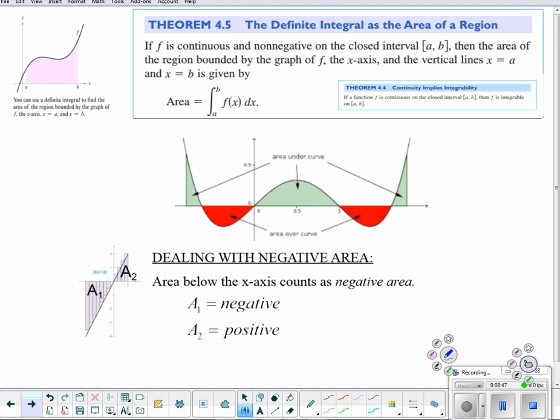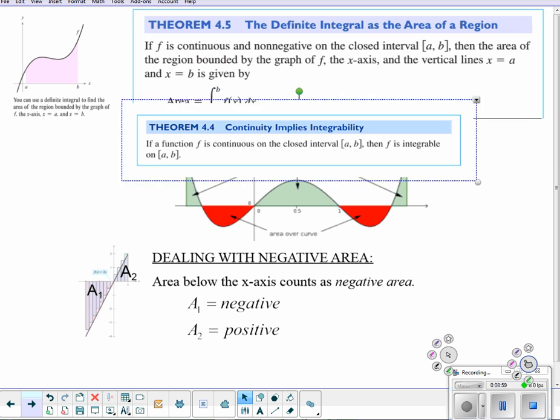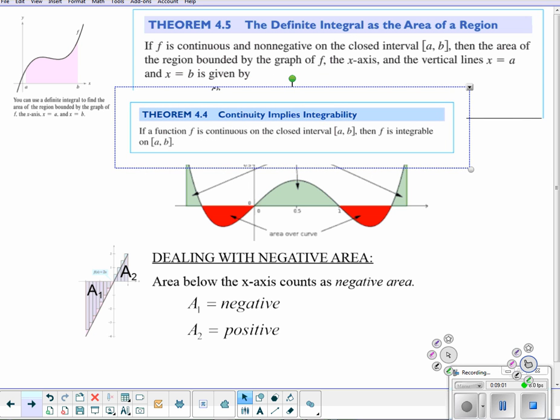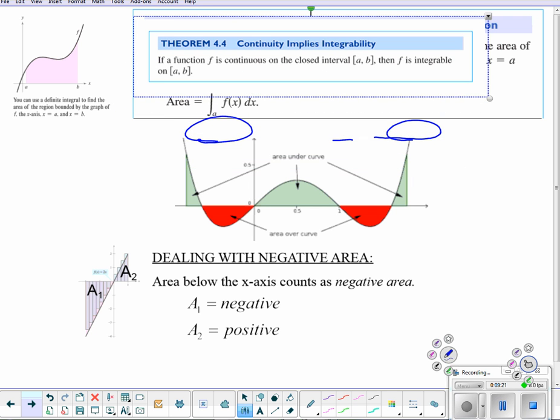Here we hit theorem 4.5 out of our textbook, the definite integral as the area of a region, which kind of repeats what we've just talked about. But this other one here says, if a function is continuous on the closed interval, then f is integrable on that interval. So we know how we had differentiable, and if a function was continuous, it's differentiable. Now we also pick up that if a function is continuous, it's integrable.